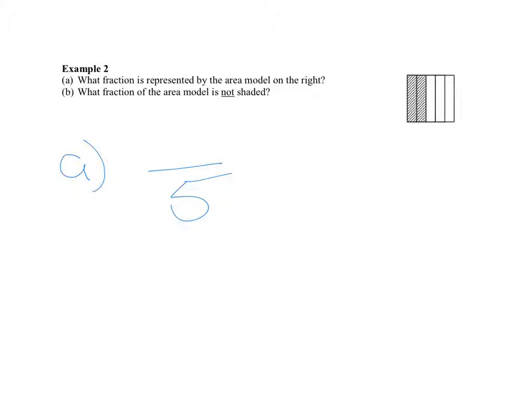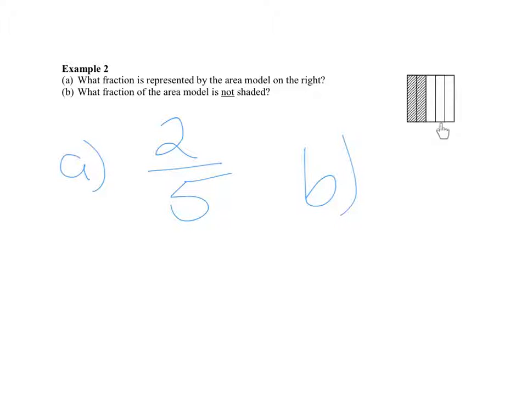Now for the top part, the numerator, that's the shaded part. These two pieces are shaded, so that would represent 2. So that would be our numerator. So the fraction represented by the area model on the right is 2/5. Now if we look at B, what fraction of the area model is not shaded? Again, it's still going to be 5 in our denominator, or our bottom.